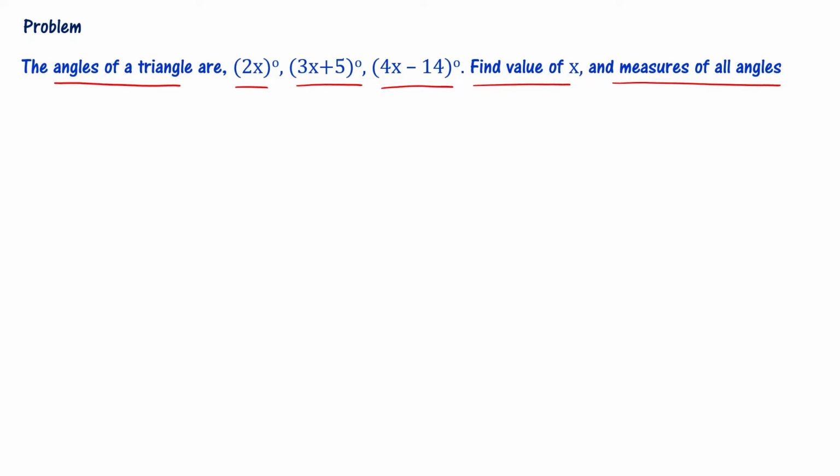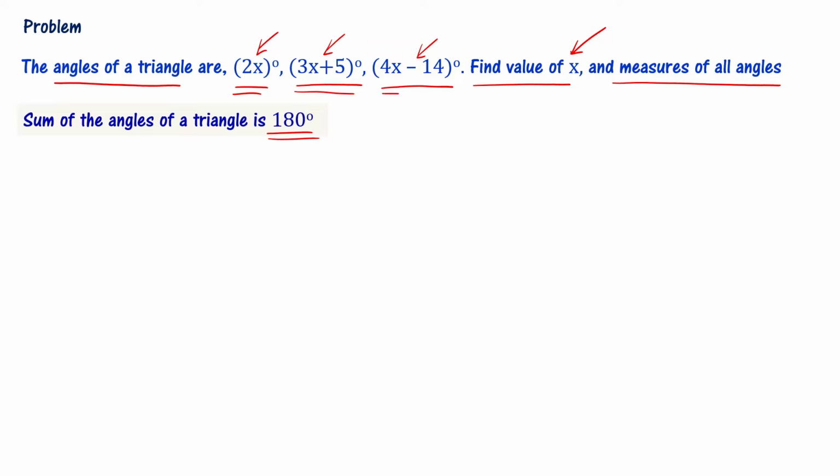What are we being asked? We are asked to find the x value and all these angle values too. To solve this problem, we should remember the sum of the angles of a triangle is 180 degrees. We know a triangle has 3 angles, and all these 3 angles are given. Let us write their sum is equal to 180 degrees. It means 2x plus 3x plus 5 plus 4x minus 14 is equal to 180.